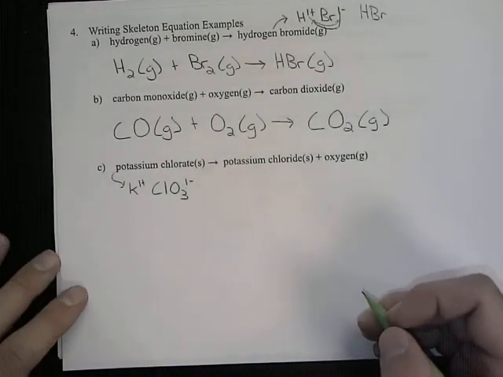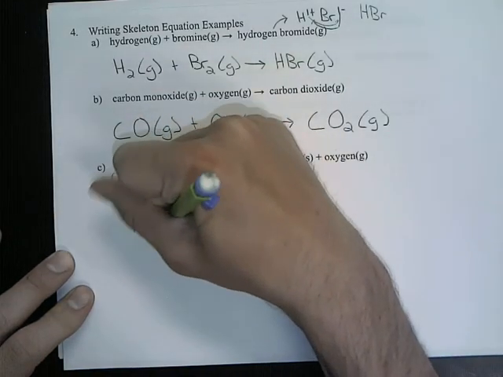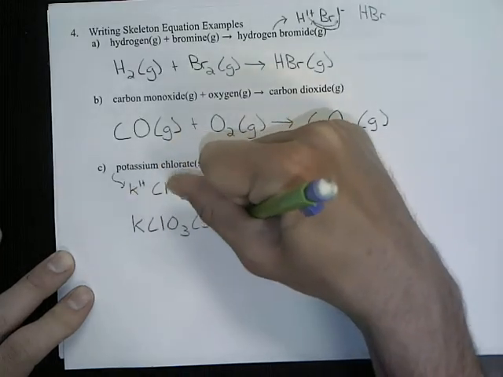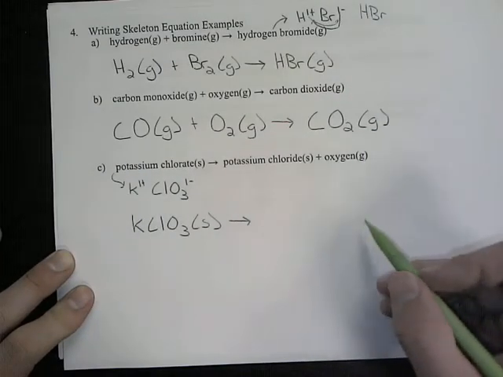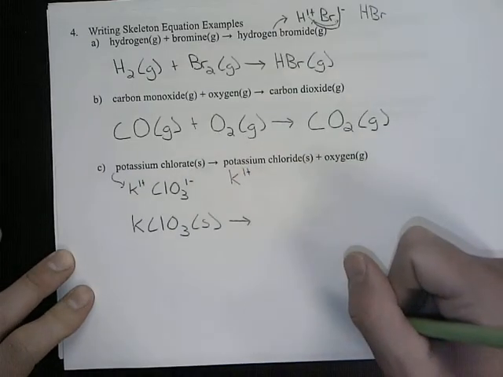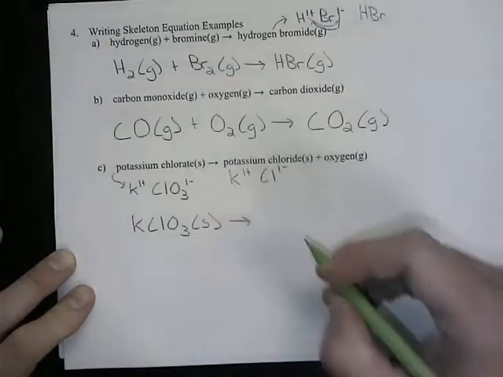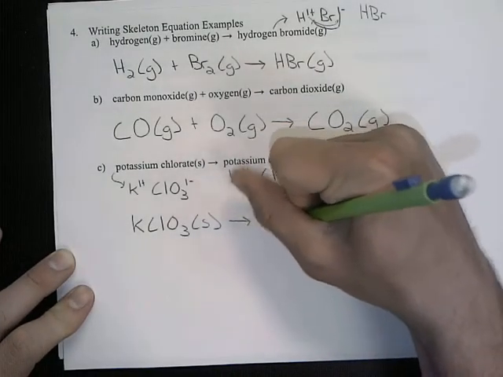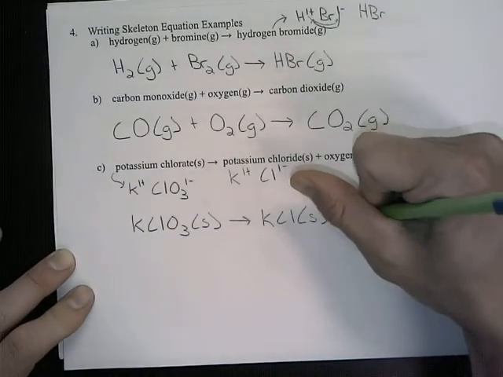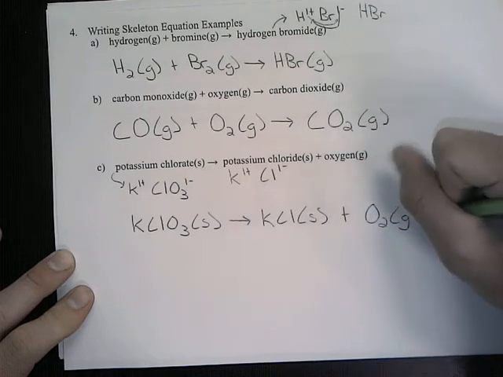So this means when we have potassium chlorate, it would be KClO3 as a solid, which decomposes into potassium chloride. Again, we have to worry about the charges. So K 1 plus, if you look up chlorine, it would be Cl 1 minus. So that would form KCl as a solid, and oxygen, O2, as a gas.